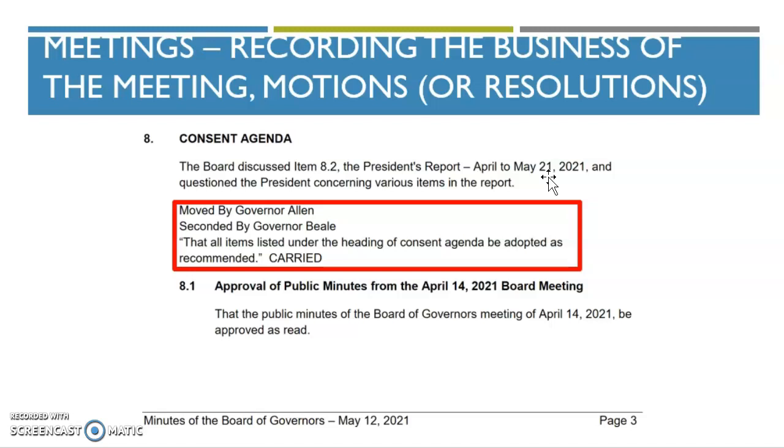What they do is they say this happened, and then when they make a decision or an action that the whole board is going to follow through on, they do something called making a motion. Somebody has to make the motion and somebody else has to second it, and they put the name beside these things. And then it's announced and everybody has to raise their hand or agree. And then it says it's carried or approved.